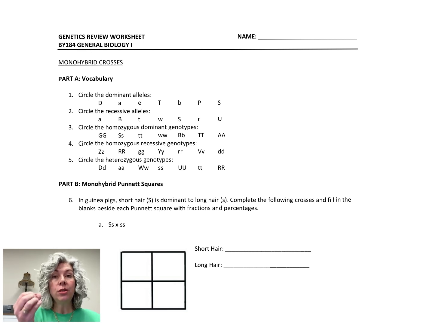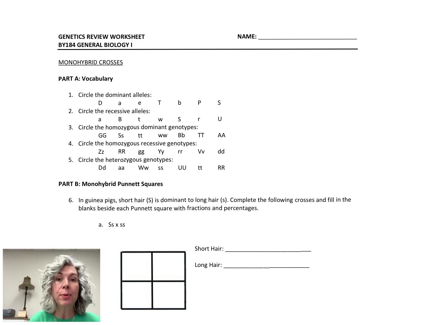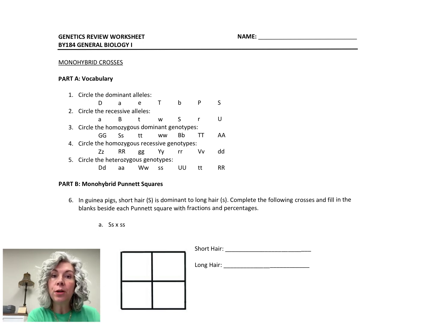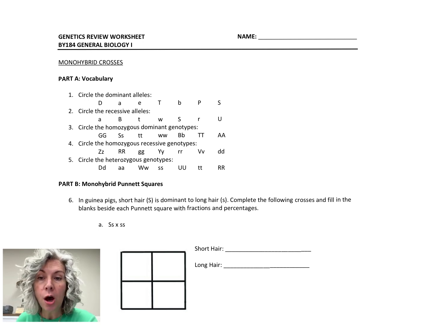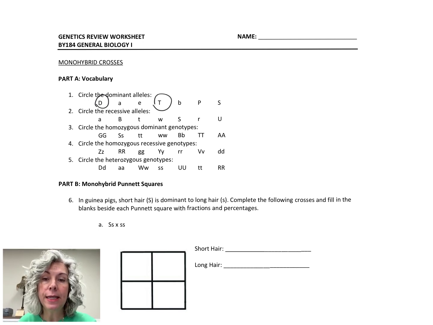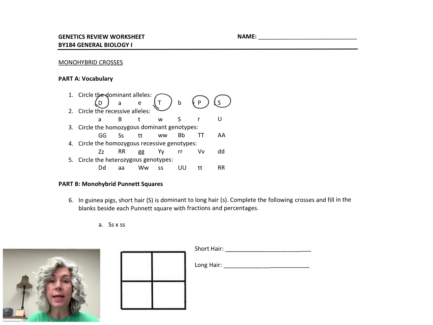Since we think of something dominant as puffed up, we represent dominant traits by capital letters. It's just symbolism. If you see a capital letter for an allele, it's a dominant trait. If you see a lowercase letter, that means it's a recessive trait. So very easy, straightforward question right here. Circle the dominant alleles. Hopefully, if you've worked through this, you're circling all the capital letters, right? D, T, P, S. We don't know what traits these letters represent, but if they're capital, we know they're going to be dominant.